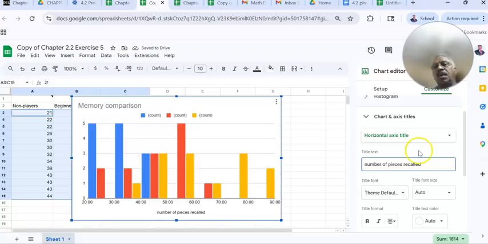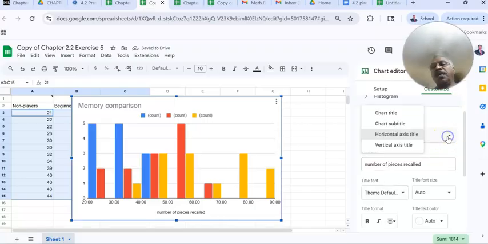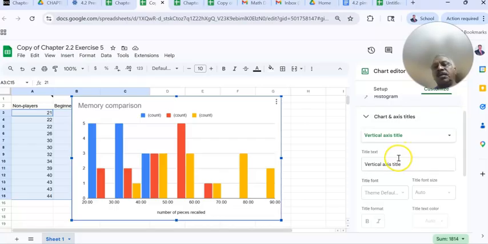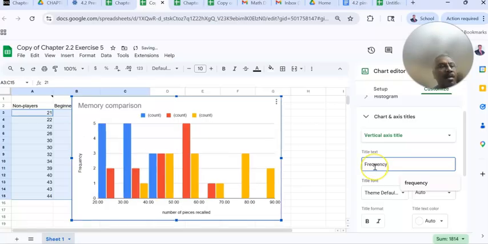Okay, and on the vertical axis we can see the frequency. Then by default, we already have this start with 20, so this is 20 to 30, 30 to each class interval. For 20 to 30, we are trying to show the data. That means five players. No, these are the five non-players.